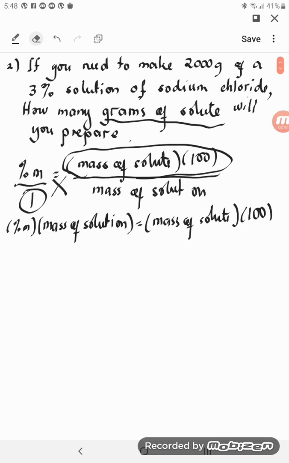Since we want to have the equation to solve for the mass of solute, then we should eliminate the 100 by dividing both sides by 100. So this is the left side of the equation and this is the right side of the equation. We will divide both sides by 100. Now take a close look at the equation and inspect if there are things that need to be cancelled. In this case, we need to cancel the 100. Now since 100 was already cancelled, that already leads to our final equation.